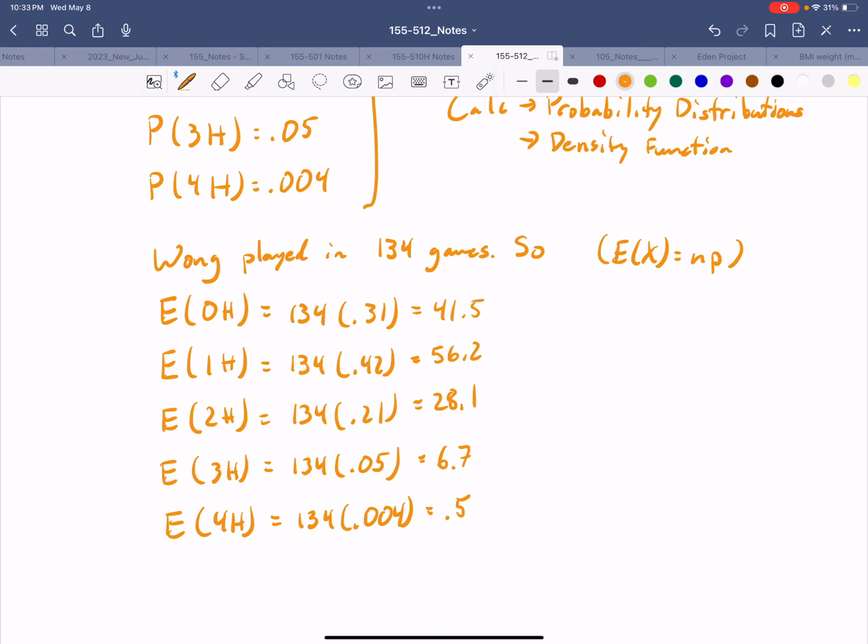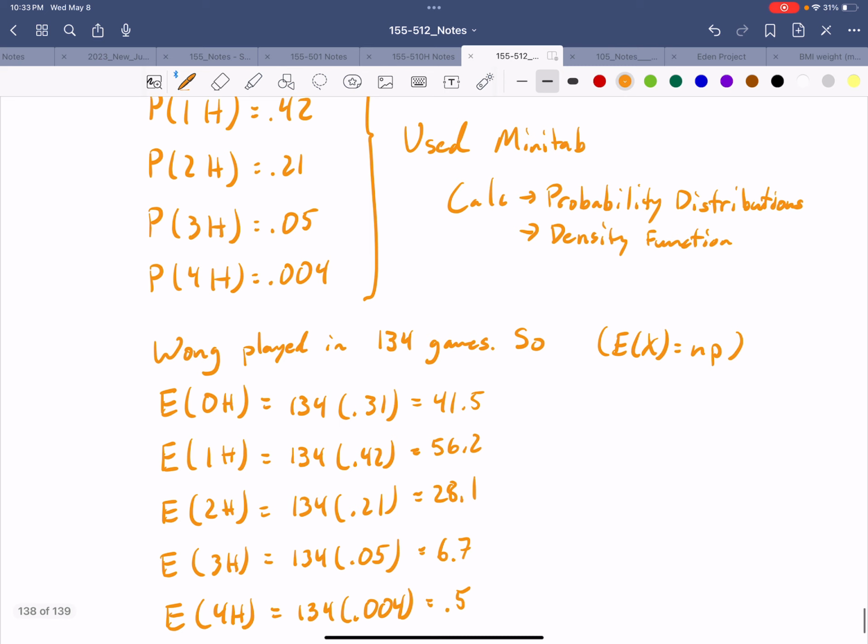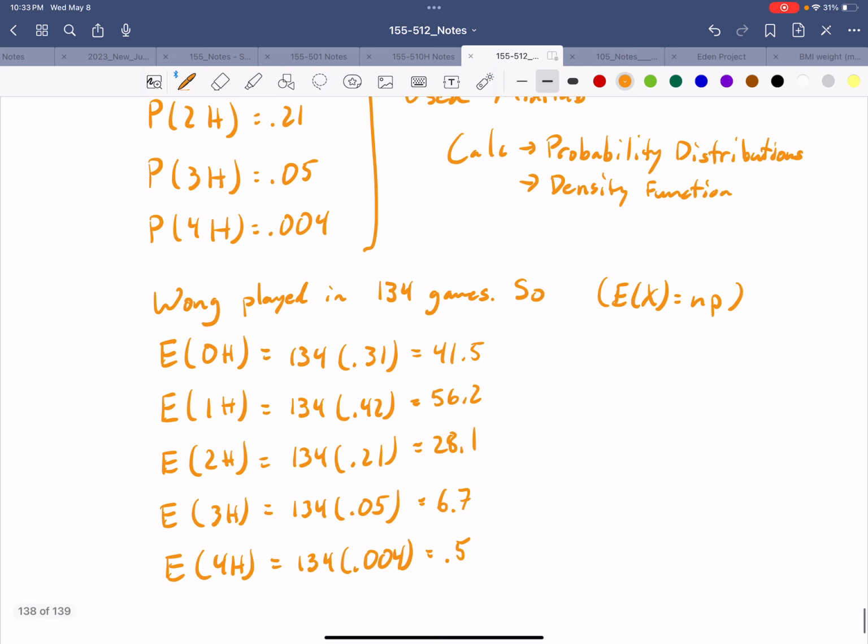This is saying that given that he has a 251 average and played in 134 games, we would expect Colton Wong to have about 41 to 42 0-hit games, right? We would expect him to have about 56 1-hit games, 28 2-hit games, 6 to 7 3-hit games, and maybe no or 1 4-hit games, 0, 1, 4 games.